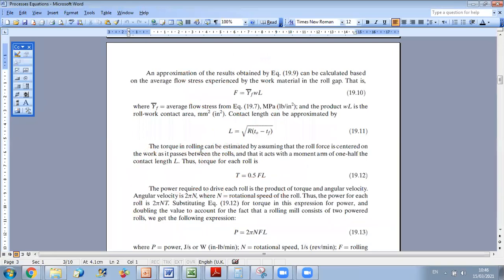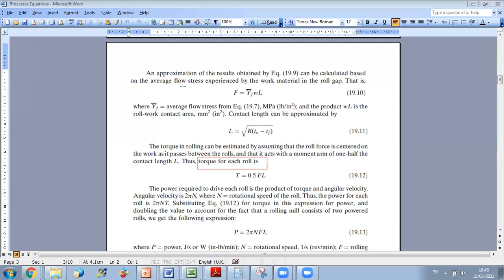The torque in rolling can be estimated by assuming that the roll force is centered on the work as it passes between the rolls, and that it acts with a moment arm of half of the contact length L. Therefore, the torque can be calculated for one roll. Please pay attention. If they ask for the torque for one roll, it's F times 0.5 L. If they ask for the total torque, it's 2 times 0.5 L, so it's F times L. Now, the power required to drive each roll is the product of torque and angular velocity.